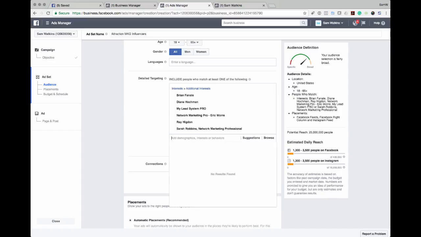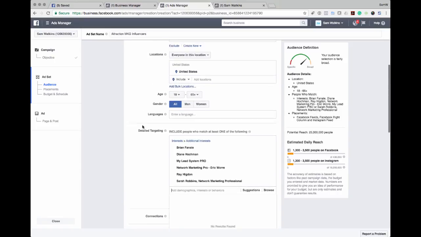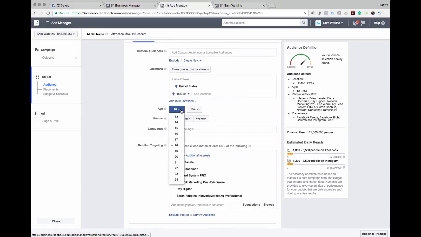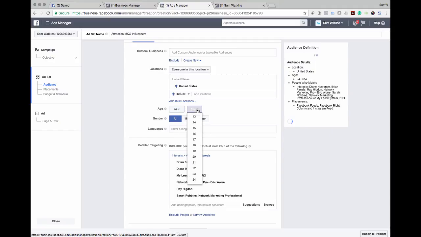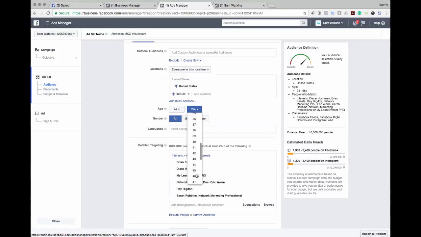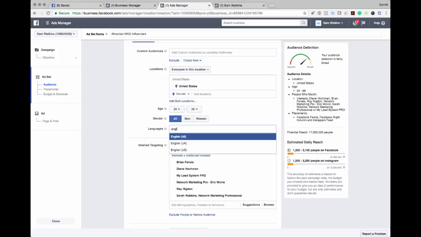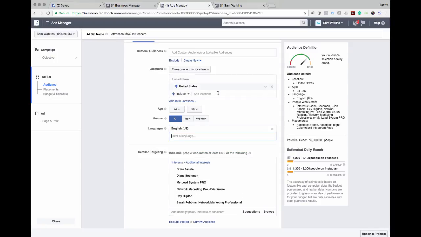All right. United States. Age range, I always go for 23 to 24, up to about 55, 56. That's kind of the age range that I'm looking for. I always get people speaking English. And right now, I always focus on the United States.